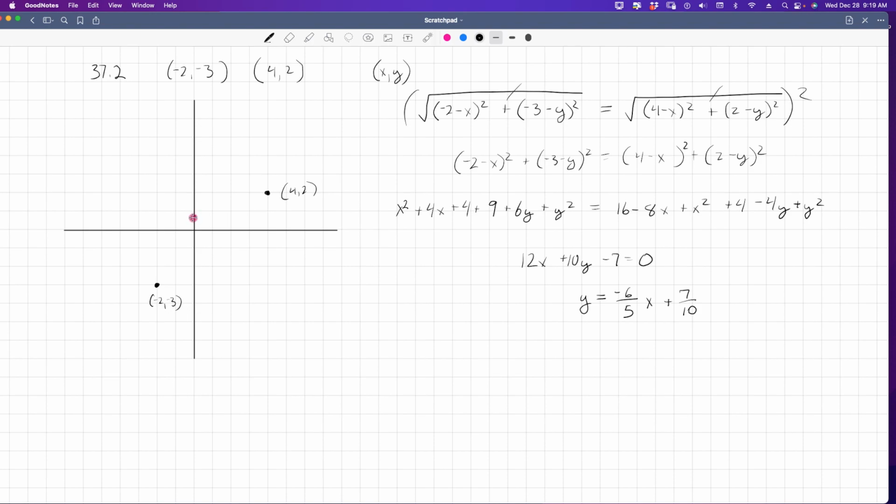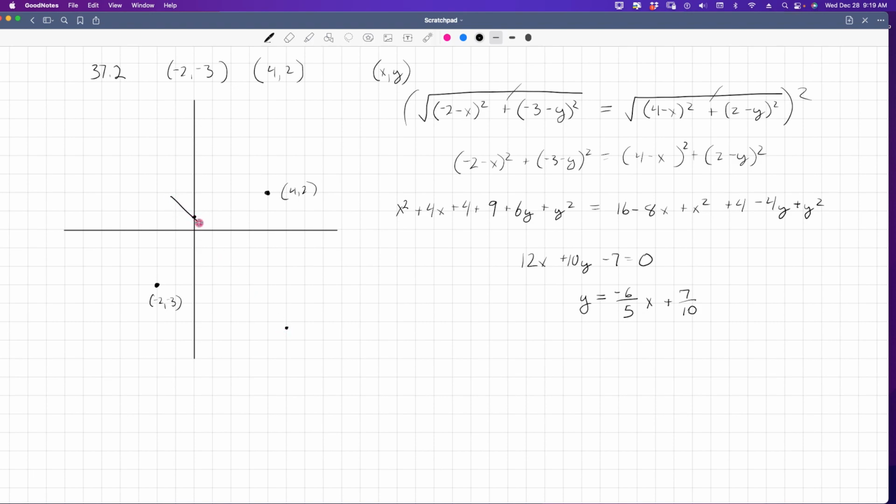Would be about 7/10. And then we would use our slope formula to go down -6. So 1, 2, 3, 4, 5, 6, and +5. 1, 2, 3, 4, 5. So it'd put us somewhere about right here.